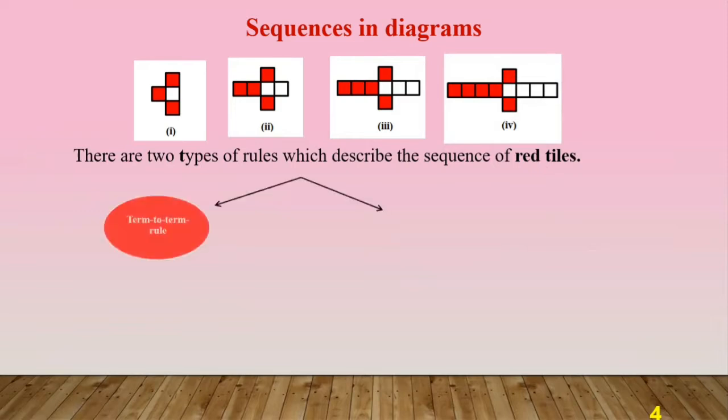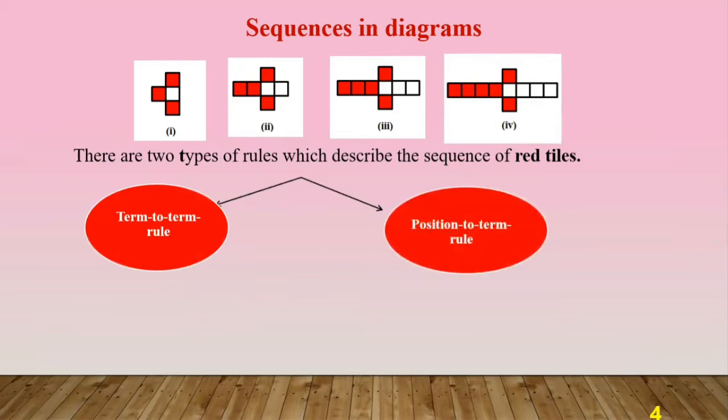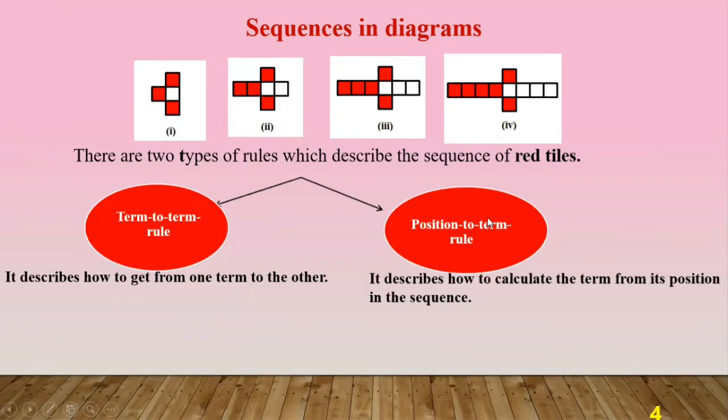And what are these two types of rules? They are the term to term rule and the position to term rule. So what does the term to term rule do? It describes how to get from one term to another. The position to term rule describes how to calculate the term from its position in the sequence.